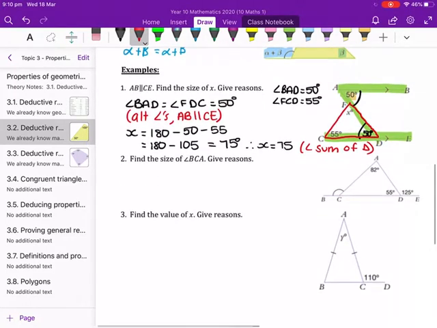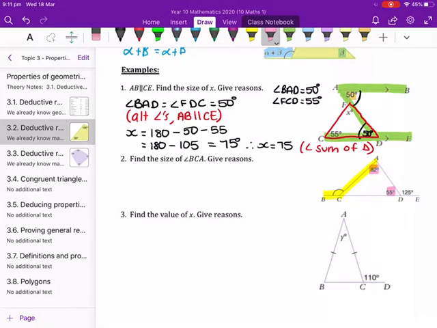For example 2, we have to find the size of angle BCA. So if we look at our shape, we're trying to find angle BCA. And you will notice about angle BCA is that it is an exterior angle, and we are given the two interior angles of our triangle. So we're going to use what we know about exterior angles in order to find angle BCA.